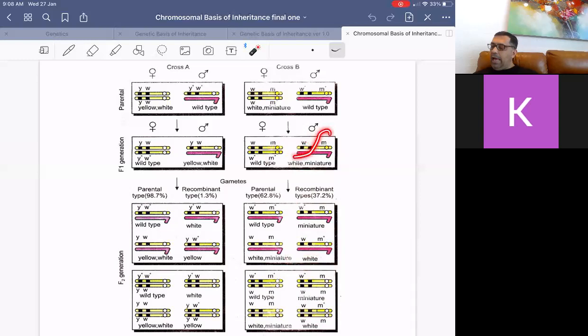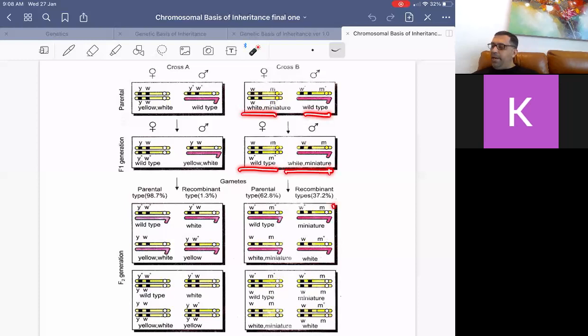And chances of M and W plus. Ka recombination is high. So what will W plus form? Wild allele. Usse kuch nahi banega. What will small m form? Miniature. So, again, what was the new combination? You had white miniature, wild type. And F1 generation, you had wild type and white miniature. And now, F2 generation, white miniature or wild type to hai.